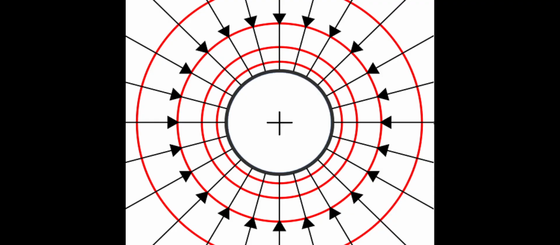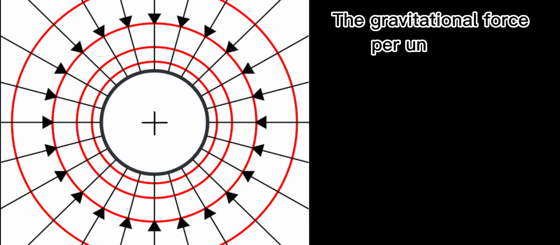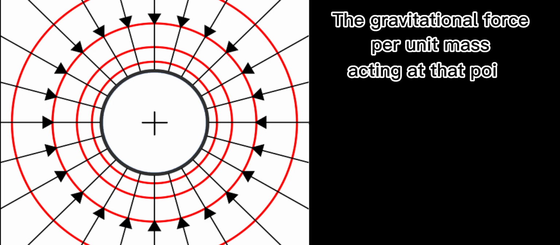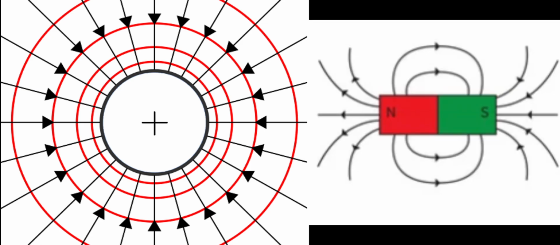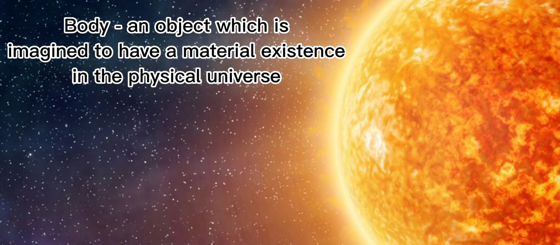Gravitational field strength at a point is defined as the gravitational force per unit mass acting at that point. You can imagine that complicated description as the way a magnetic field surrounds a magnet when it's been drawn out. The same type of diagram can be drawn to show the gravitational field around really any body. Well, this type of body.